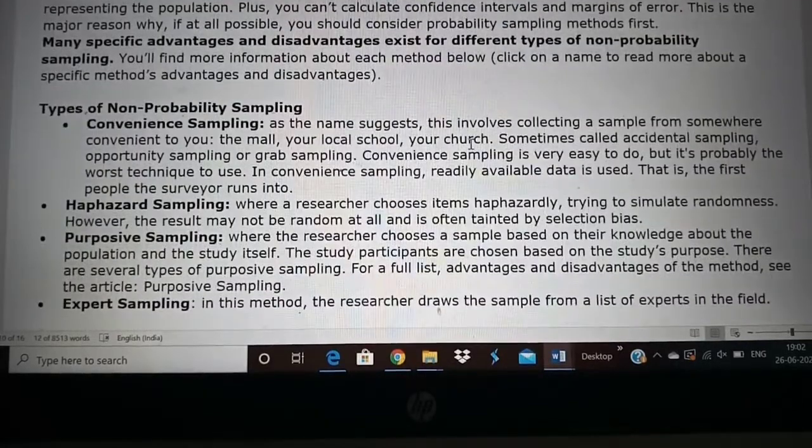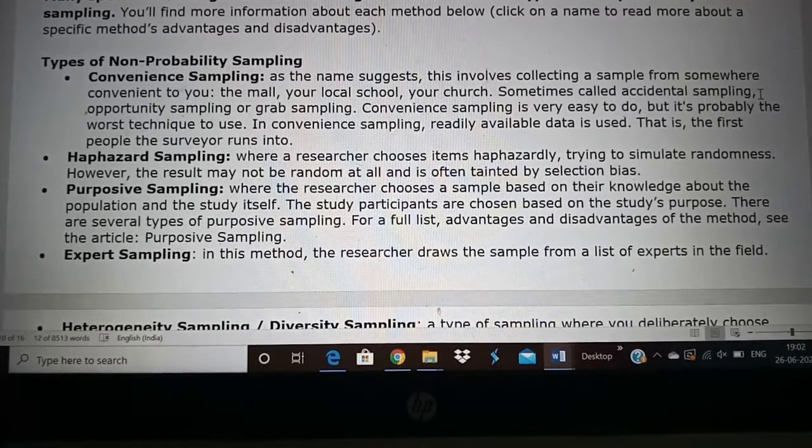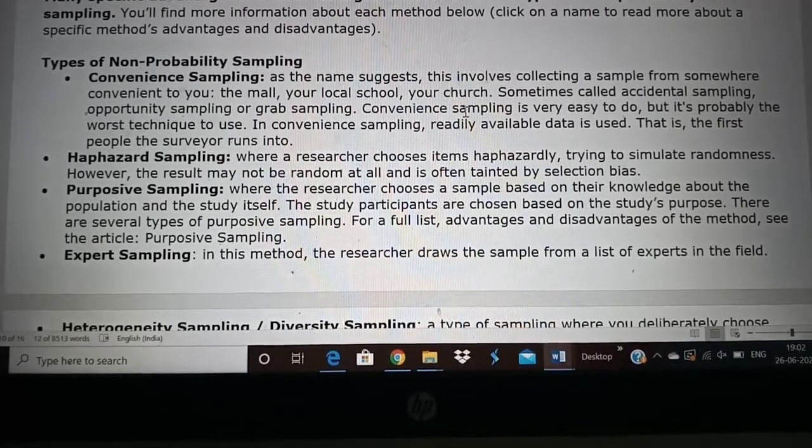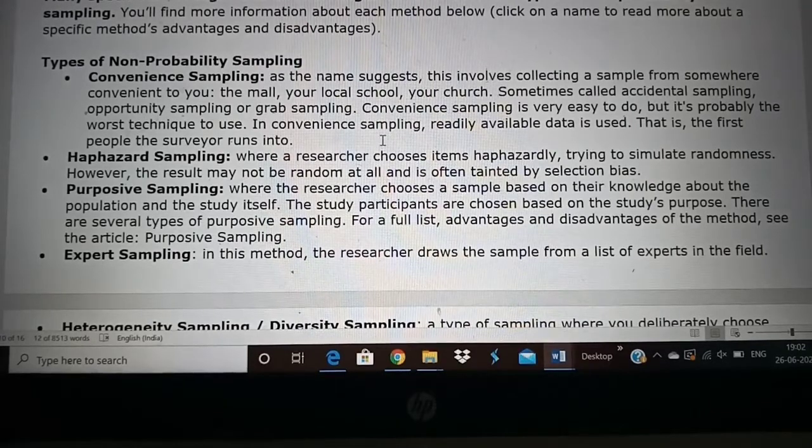So we'll see the types of non-probability sampling. What are the types of non-probability sampling? Convenience sampling. This is one of the simplest sampling methods. What you do is you just select whoever is convenient for you. For example, if you want to select 10 people with coronavirus, you just go to the hospital and start selecting patient number 1, patient number 2, patient number 3. The first 10 people who come to you, you select those people and do your research. So it's very simple. You don't need to calculate anything.